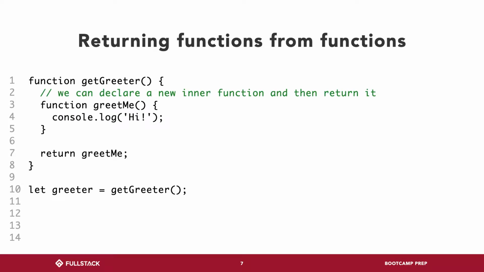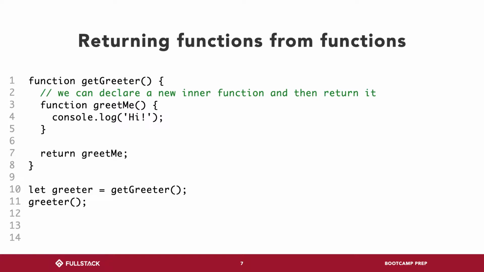Here, we're not doing that. Here, we are not calling greetMe ever, except on line 11, when we call greeter. Because here, we don't return greetMe invoked. We just return the function. So now this entire function is greeter. So when we call greeter, what does greeter do? All it does is console log. We're not taking the return value.